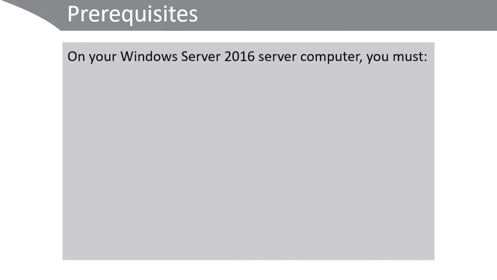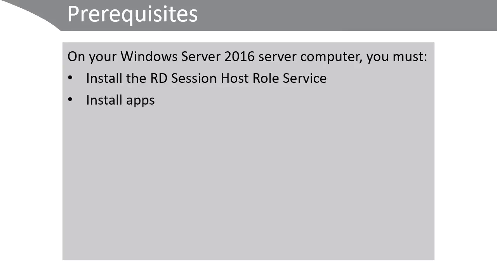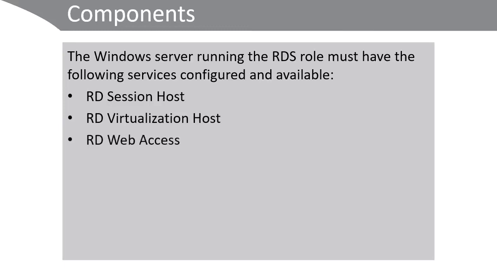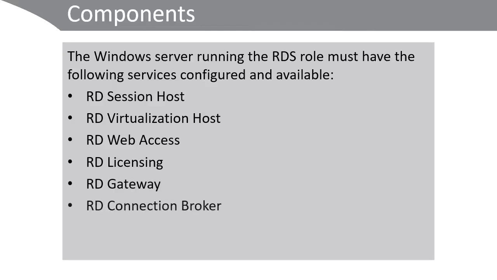On your Windows Server 2016 server computer, you must first of all install the RD Session Host role service. Then you must install the apps. The Windows Server running the RDS role must have the following services configured and available: the RD Session Host, the RD Virtualization Host, RD Web Access, RD Licensing, RD Gateway, and RD Connection Broker.